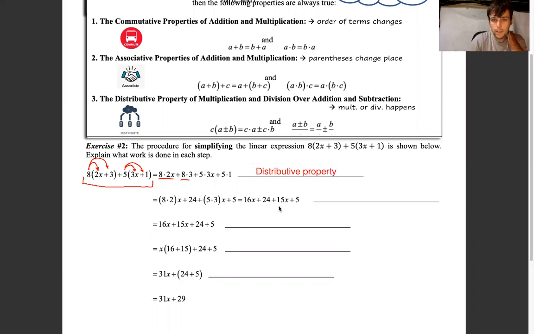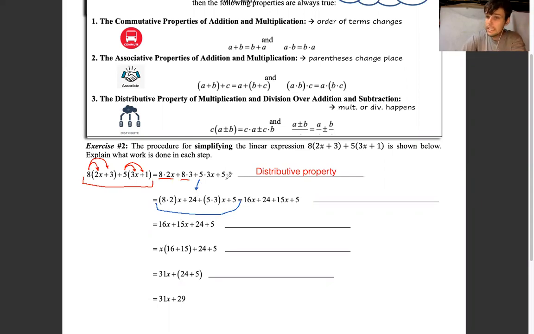Okay. Again, let's take a look at what's happening next here. Okay, so we have the distributive property. Now we are going from here. A little bit hard to see what's going on. I want to know how we got to this step. So how did we go from this to here?